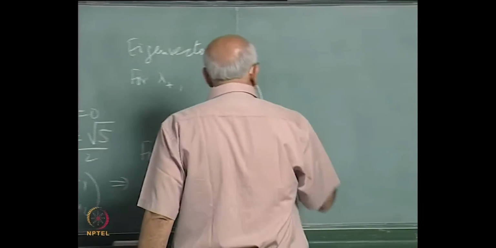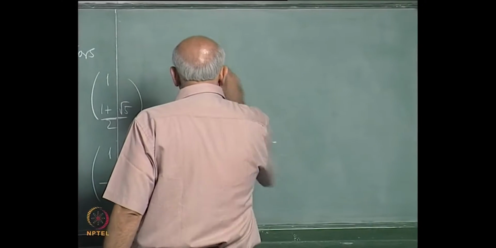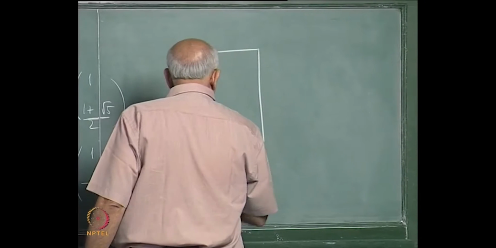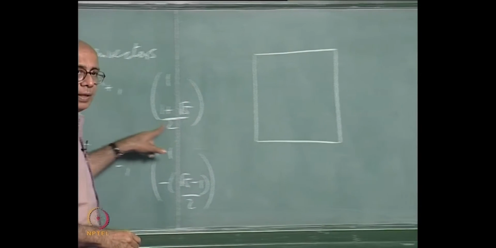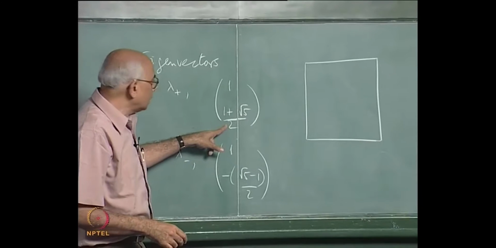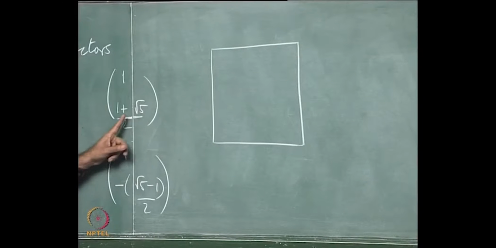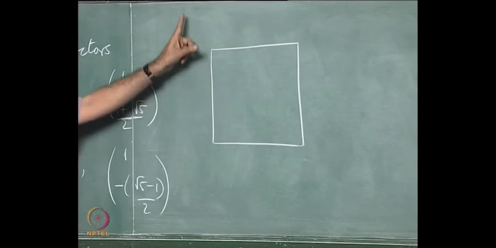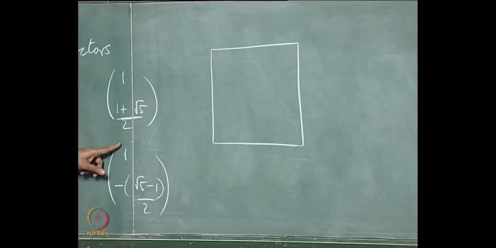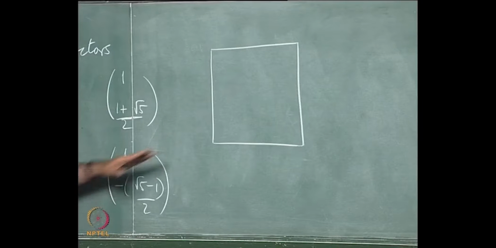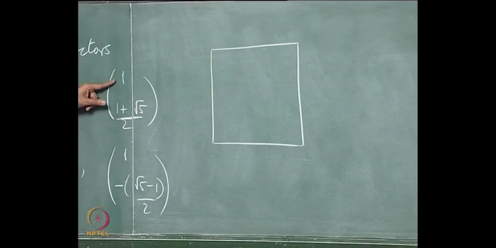We can easily check out what it looks like. So here is the unit square, and let us look at this eigendirection. In what direction is this relative to this? This is the x direction and that is the y direction. A unit vector with these as the x and y components would make an angle with the x axis which is the tan inverse of 1 plus root 5 over 2 divided by 1.